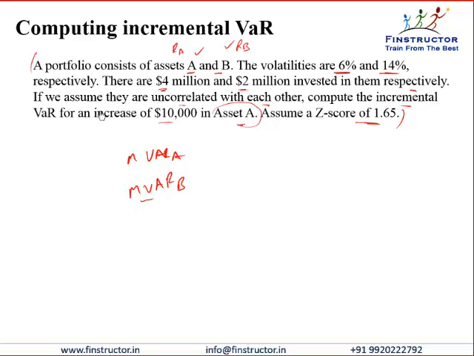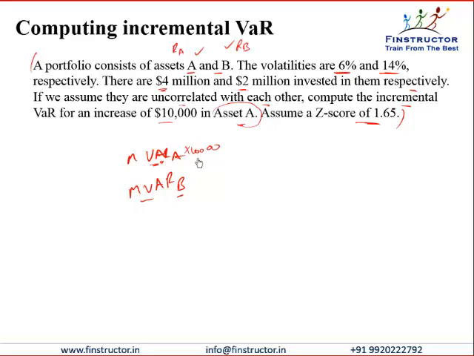The good part here is that increasing risk factor A, that is increasing asset A, has no impact on B because the two risk factors are uncorrelated. So we simply need to compute the marginal VAR of A and multiply it with 10,000 to get an approximation of how much will be the incremental VAR or the increase in the VAR. Please recall, marginal VAR gave us the amount by which the VAR of the portfolio will go up by if this risk factor or this asset went up by 1 unit.